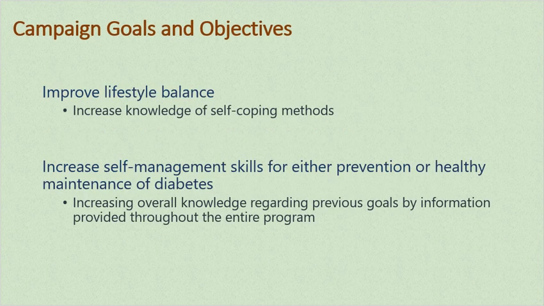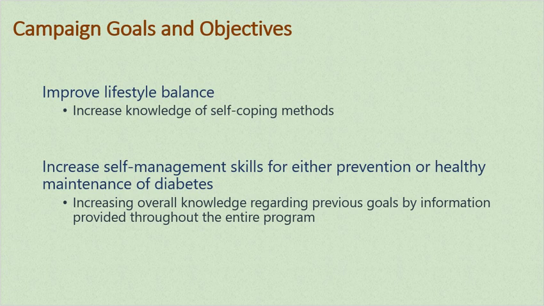The sixth goal is to improve participant lifestyle balance. This will be done through increasing participant knowledge of self-coping methods by the end of the program. The final goal is to increase self-management skills for either the prevention or healthy maintenance of diabetes of the participants. This will be done by increasing the overall knowledge of the participants regarding the previous goals by information provided to them throughout the entire program.